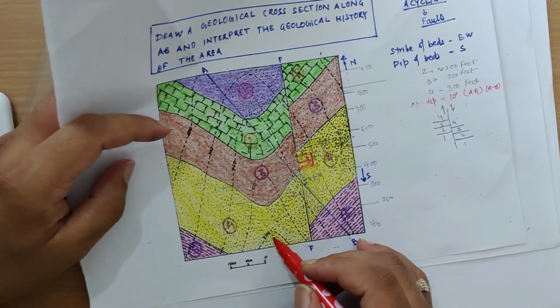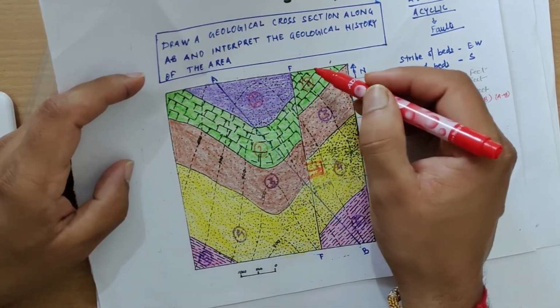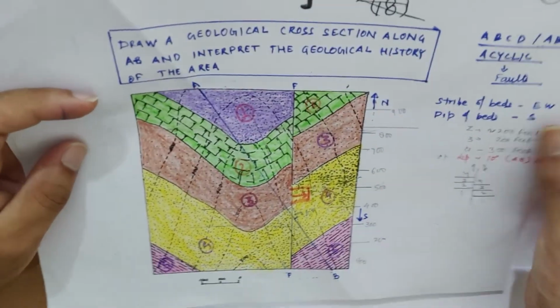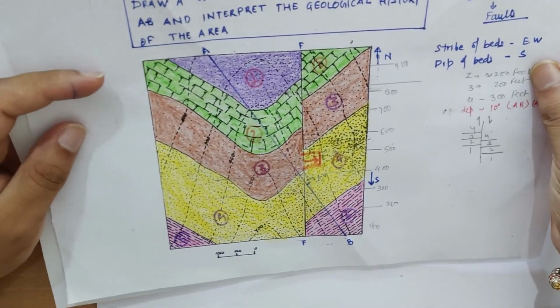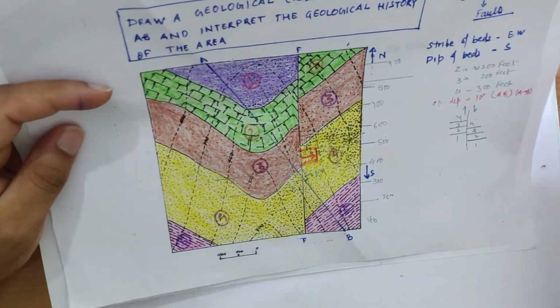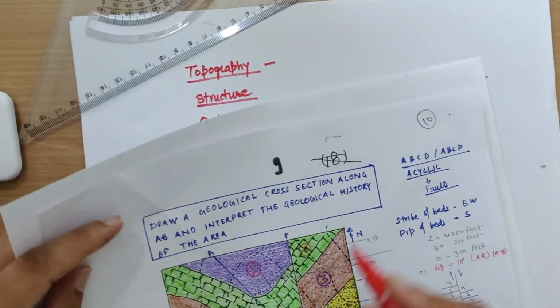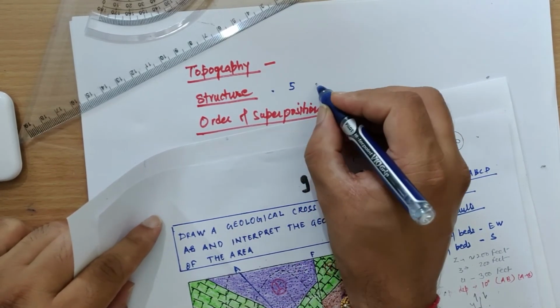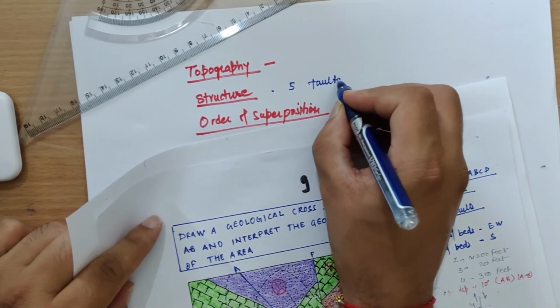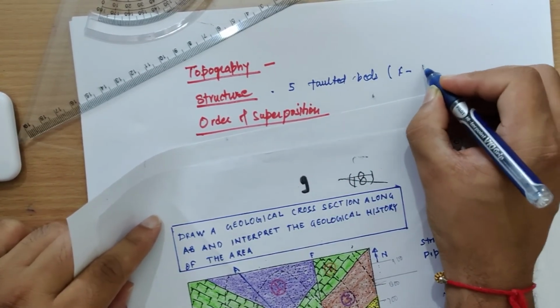So topography, as we have discussed, the minimum relief of the area is more than 100 feet and less than 200 feet, and the maximum relief is more than 600 feet but less than 700 feet. We have a hill with increasing height towards the north direction. So the slope of the hill is towards south and the dip of the beds is also towards south. Now the structures, so we have 5 beds in this particular region. We have 5 faulted beds, and the fault is vertical.